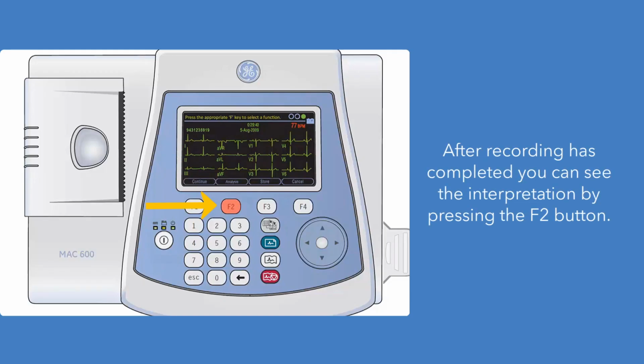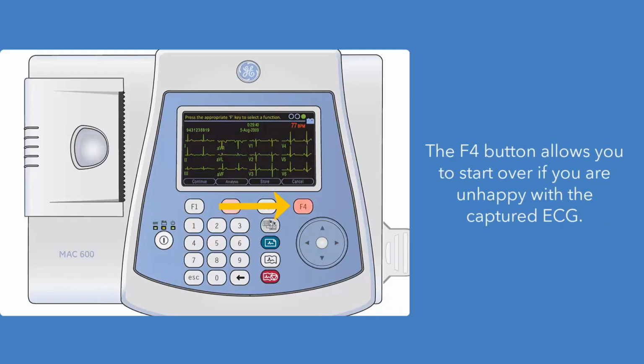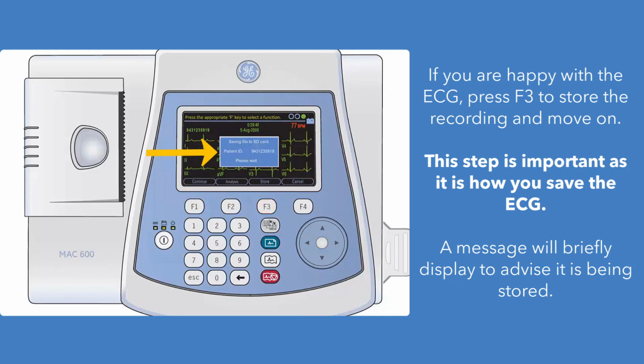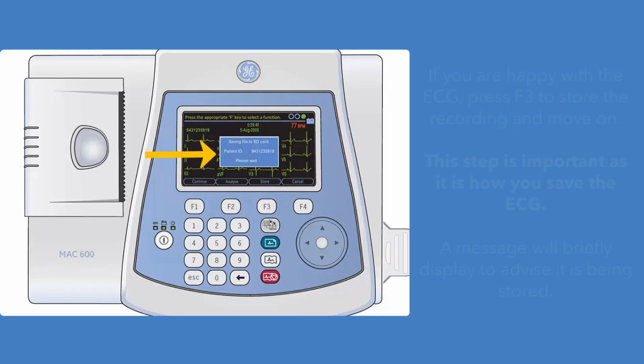After recording has completed, you can see the interpretation by pressing the F2 button. The F4 button allows you to start over if you are unhappy with the captured ECG. If you are happy with the ECG, press F3 to store the recording and move on. This step is important as it is how you save the ECG. A message will briefly display to advise it is being stored.